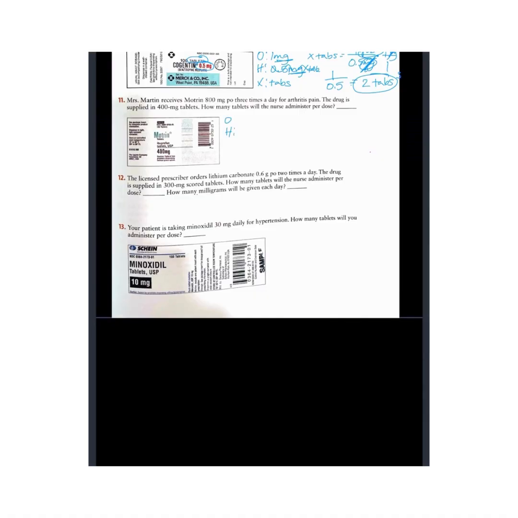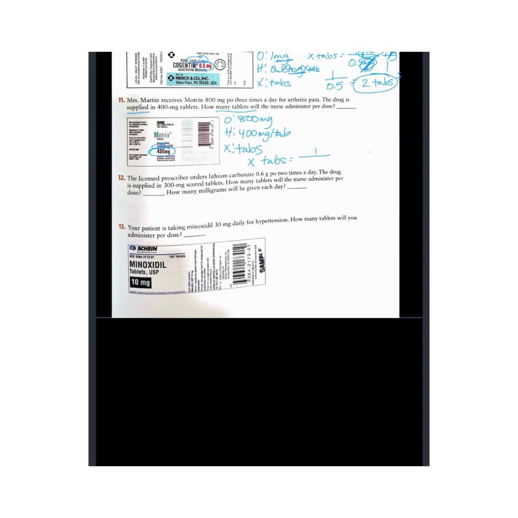Number 11, same thing. Orders on hand. Miss Martin receives Motrin 800 milligrams 3 times a day for arthritis pain. The drug is supplied in 400 milligram tablets. How many tablets will the nurse administer? So it tells us supply right here, but we also see it here. 400 milligram tablets. So the order is 800 milligrams. We have 400 milligrams per tab, and I need to end up with tabs. So X is what I need to solve for.